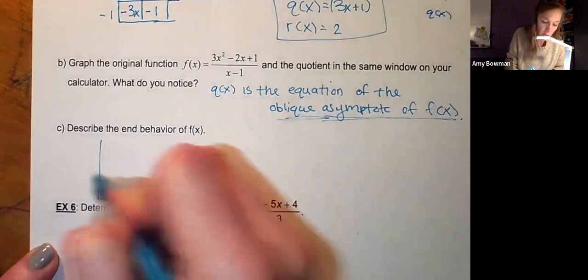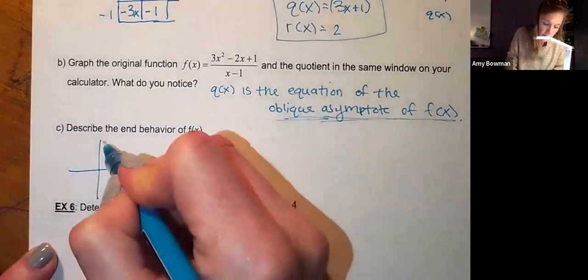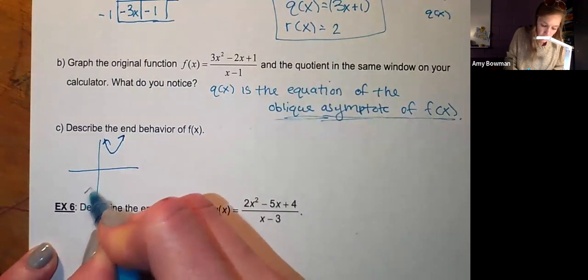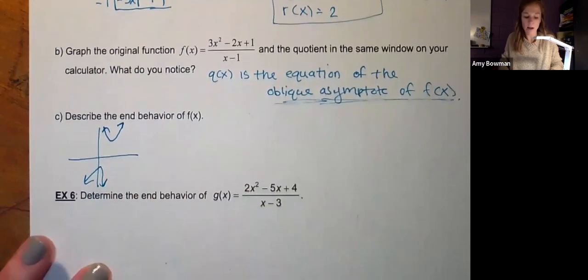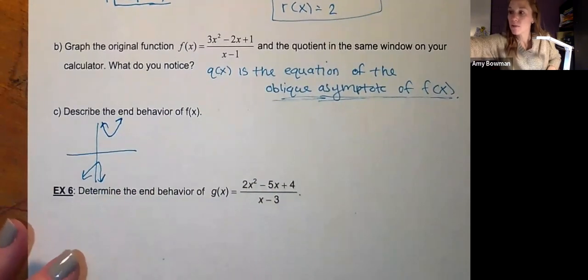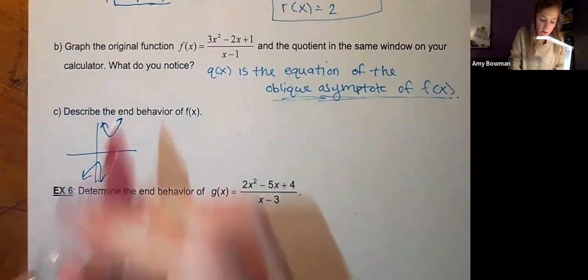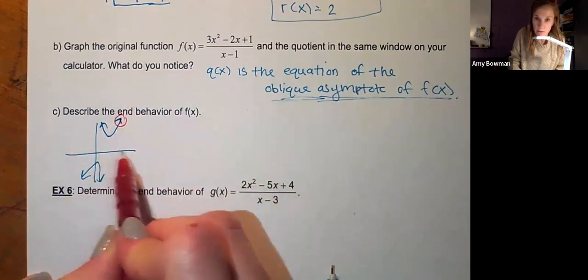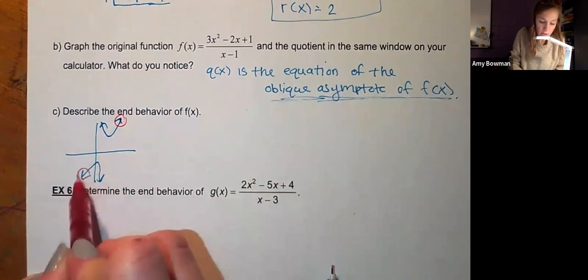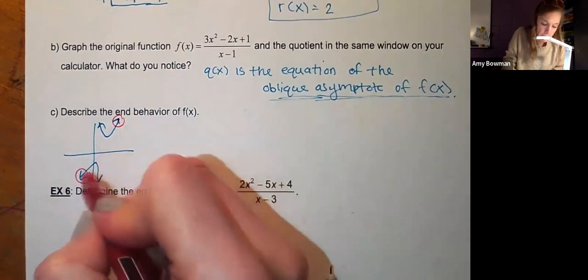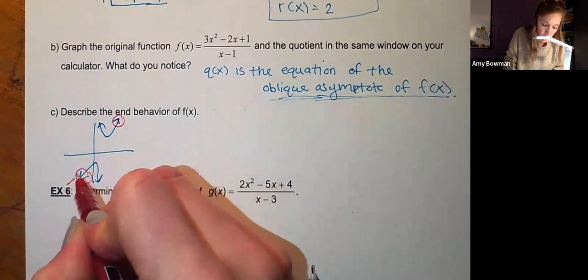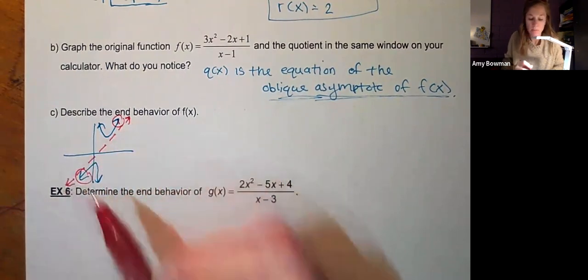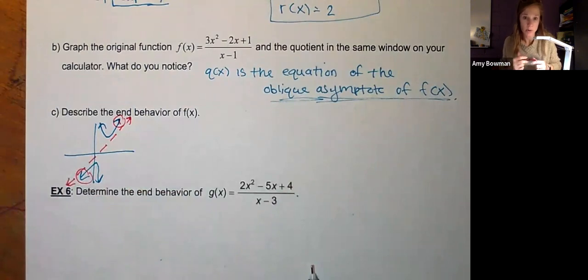So let me graph a quick sketch of this. So here's my graph, quick sketch of this graph. So if I'm talking about end behavior of this function, basically I want to know what happens as x approaches positive infinity. So as x gets larger and larger and as x gets smaller and smaller, what's going to happen? Well, that oblique asymptote, which goes like this, functions always approach whatever the asymptote approaches.